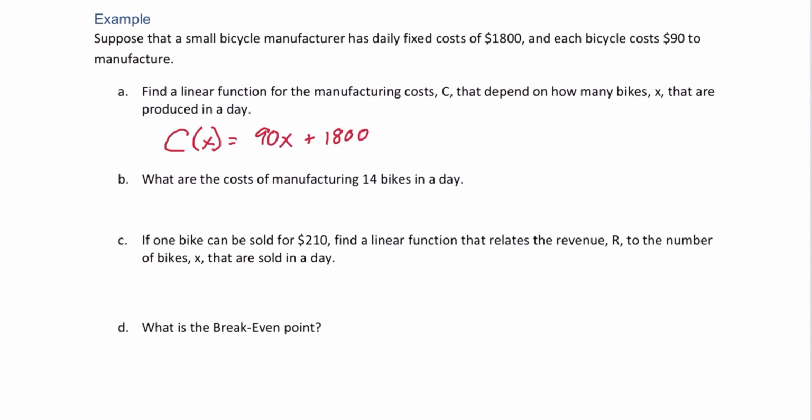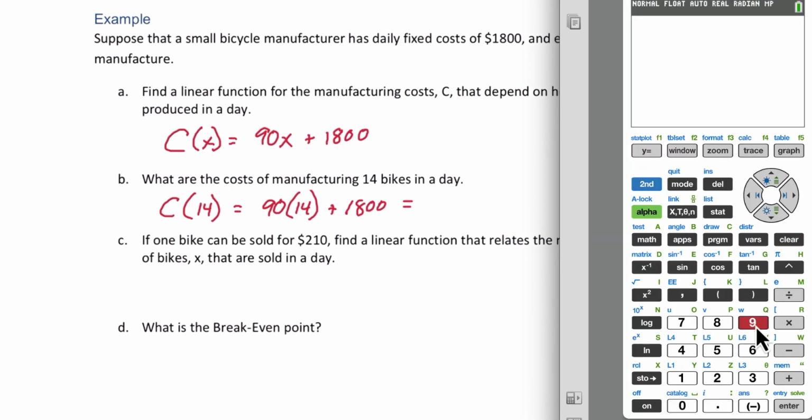In part B, we're asked, what is the cost to manufacture 14 bikes? That is simply C evaluated at 14. 90 times 14 plus 1,800. So in the calculator, 90 times 14 plus 1,800, we get 3,060. This is the cost to produce 14 bikes in a day.